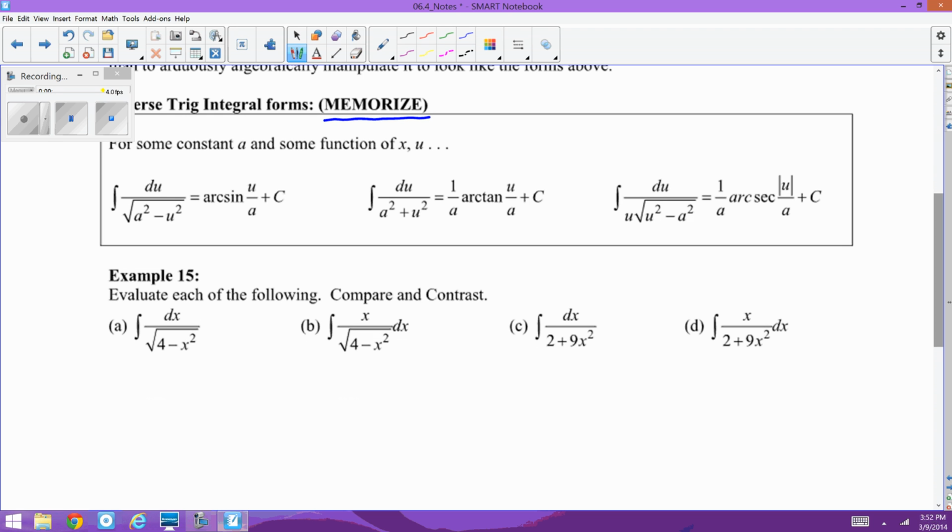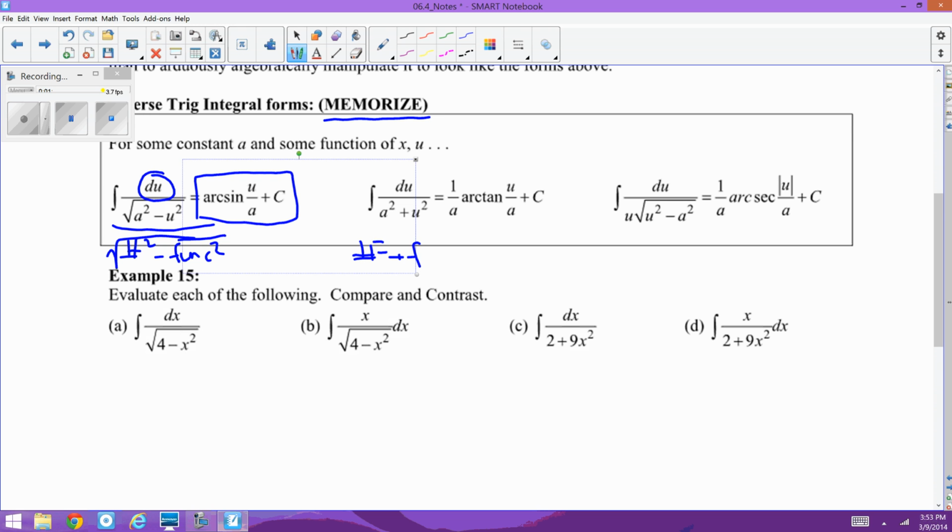If you see on the denominator a number squared minus a function squared, and the derivative of that function is right up top, you can use this formula to help you out. If you have a number squared plus a function squared, and the derivative of that function's up top, you can use this formula to help you out. And similarly with the arcsecant. Now the arcsecant, that's a little bit of work, but we'll get there.